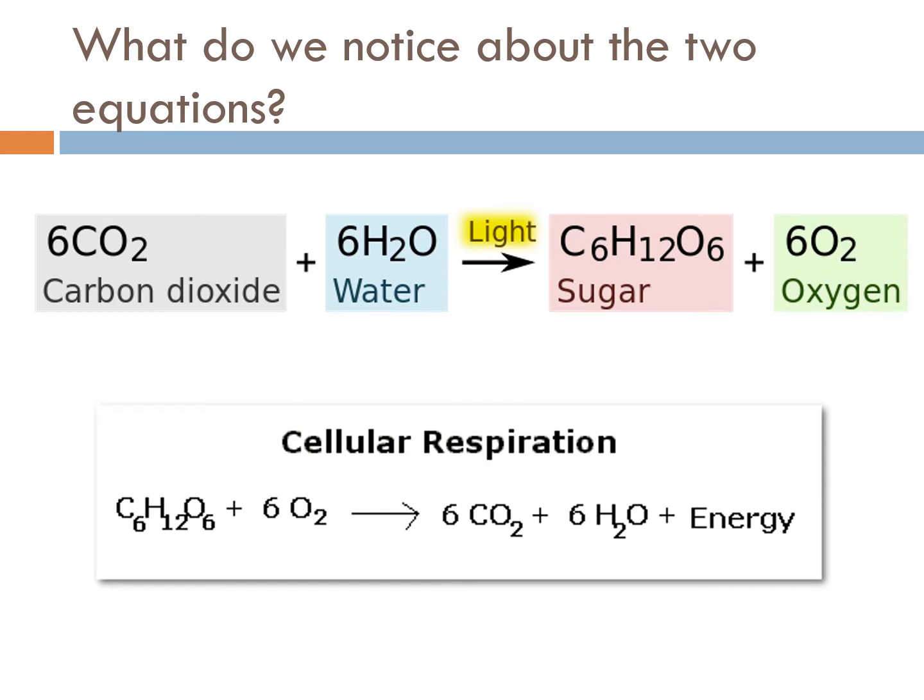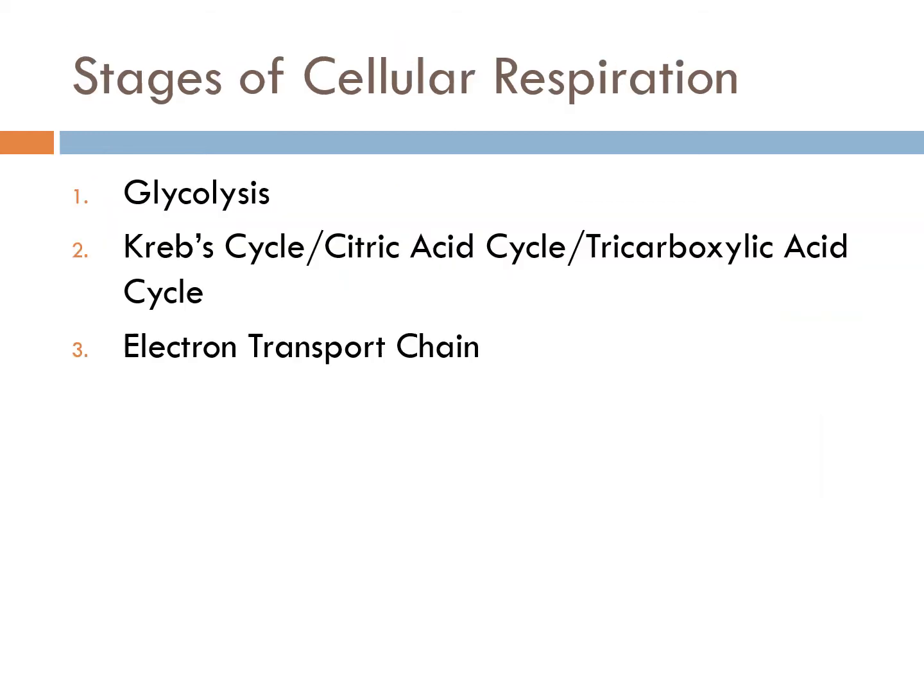So what do we notice about these equations? If you think about it, when you look at this, they're kind of opposites of each other. Or not opposites, but they're flipped. So in photosynthesis, plants take up water and the carbon dioxide that we release. With light, they produce sugar and oxygen. And then cellular respiration uses sugar, glucose, and oxygen to produce carbon dioxide, water, and energy.